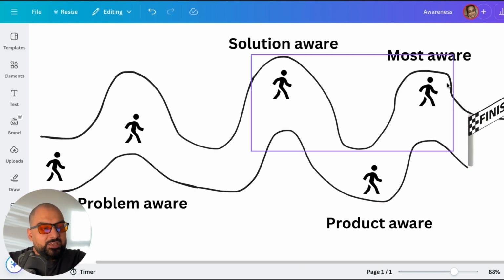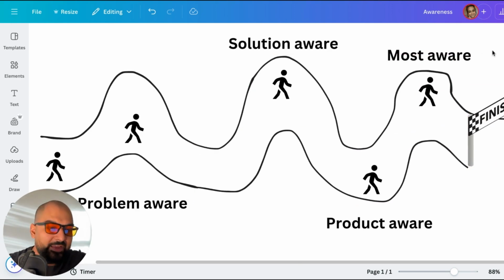One of the last steps here is the person that's most aware. So they know they have a problem, they know that there are solutions out there, they know which product or service can help them, and they're just informed all around. They have everything necessary to make a decision on whether you're the right person or not. And this is the point of a funnel. We're going to take someone who's brand new, make them aware of the problems that they're facing, show them that there's solutions, there's products and services out there, and we just want to make them aware, right?